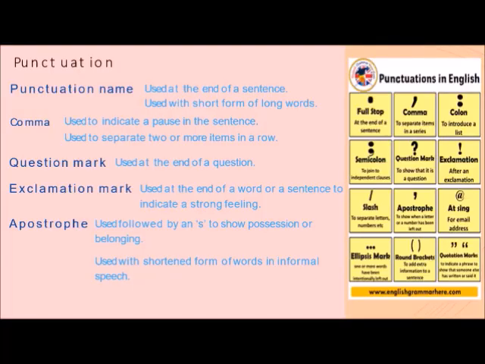Now we will study punctuation marks. It is a set of marks such as the full stop and the comma which help us separate parts of a sentence and explain its meaning. Question mark is used to end a question. Exclamation mark is used to indicate a strong feeling like happiness, sadness, etc. Apostrophe is used to indicate something belongs to someone. For example, Ram's spectacles, which means these spectacles belong to Ram.